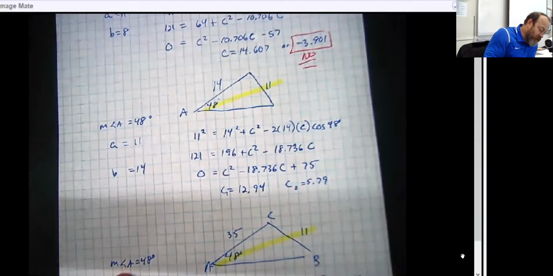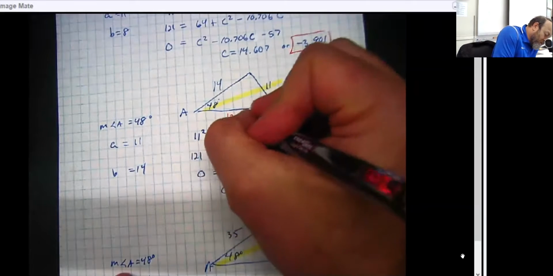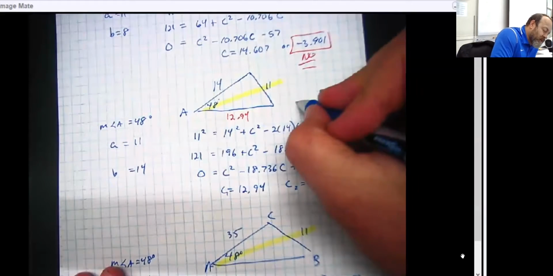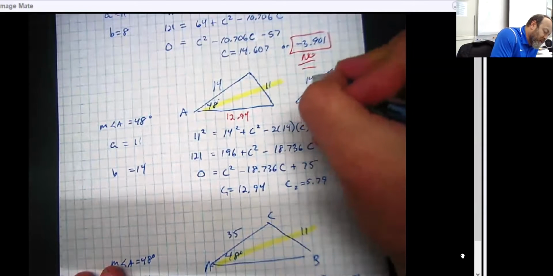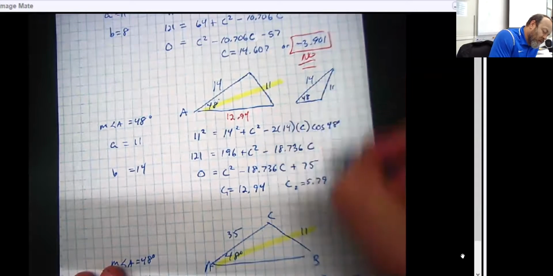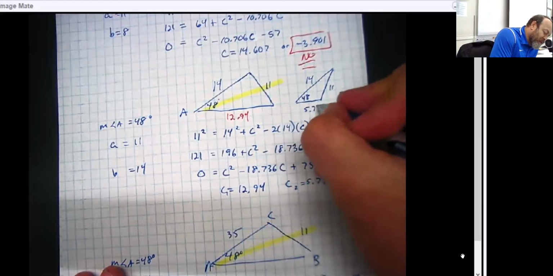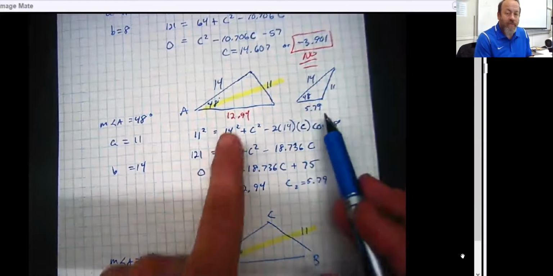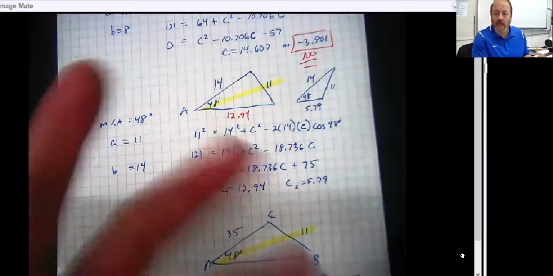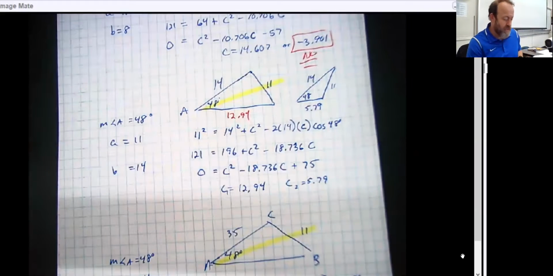So I do have one story right here where it was that, but then that means there's another triangle where instead of swinging to the outside, it swung to the inside where its side was 5.79. These are both valid triangles, and I would have to use the law of sines to continue on to solve the missing pieces.